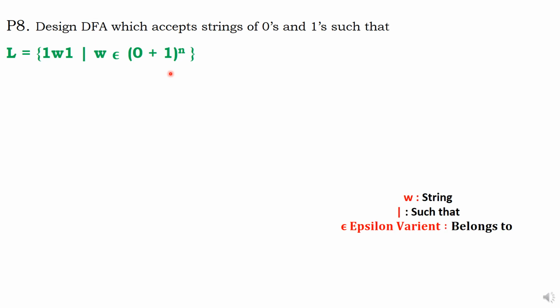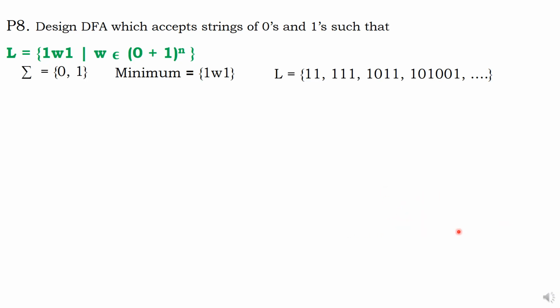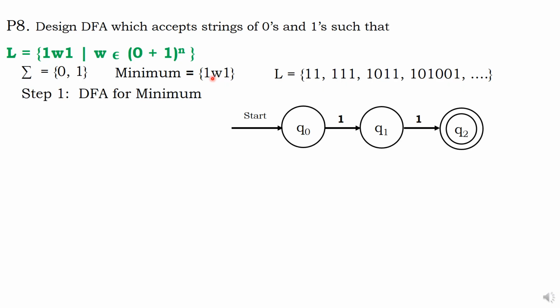What is the minimum requirement you should know? W is nothing but a string, and epsilon belongs to it. The minimum requirement is 1 W 1: starting 1, ending 1, in between anything. Now, I need 1, 1. So, minimum requirement is 2 ones, 1, 1. And there should be 3 states. Now, let us identify the transition.